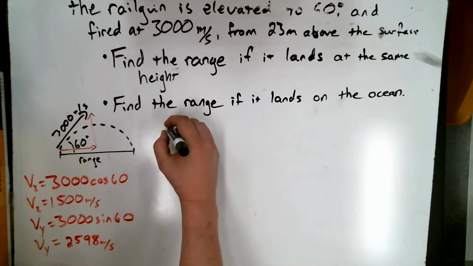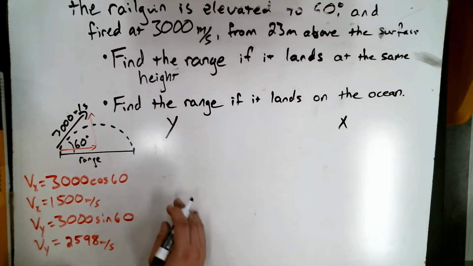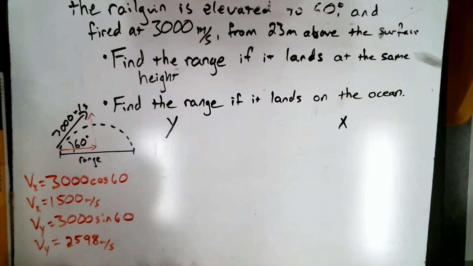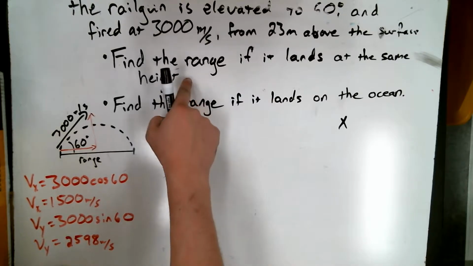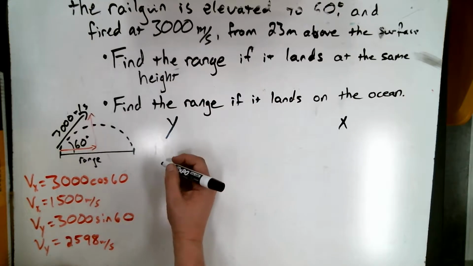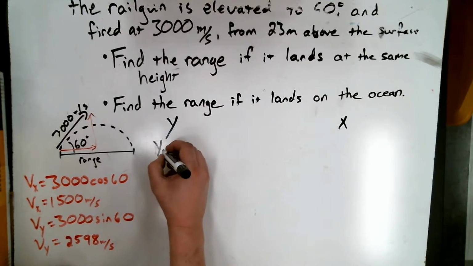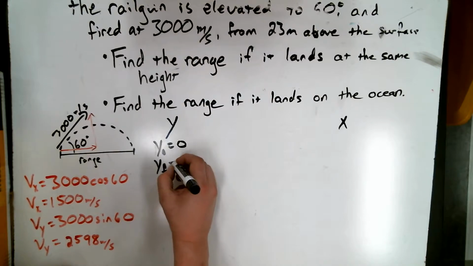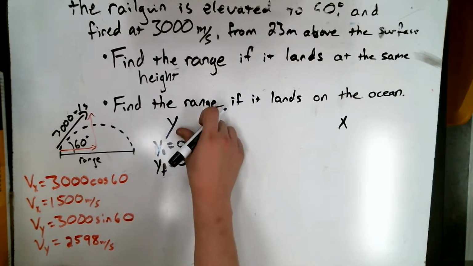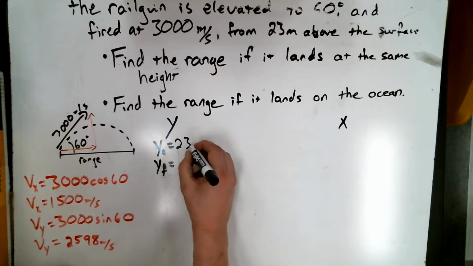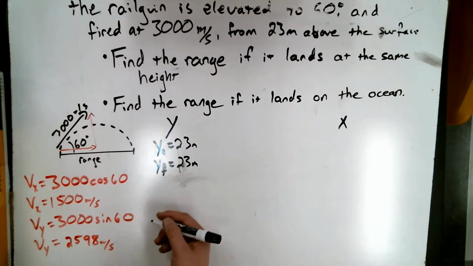I'm going to do my y first, and I'm going to do x over here. Y first, because we know the downwards acceleration, we can find some things out a little easier. So, need to find the range if it lands at the same height. Looking at this, we have y0 equals 0, yf equals 0. I could put 23 and 23. As a matter of fact, let's do that, just so you guys can see what that'll do. Lands at the same height that it was fired from.